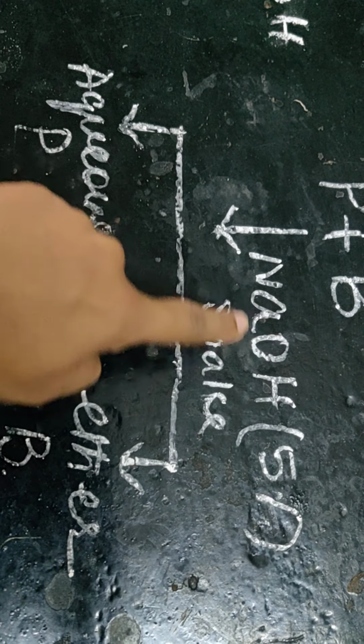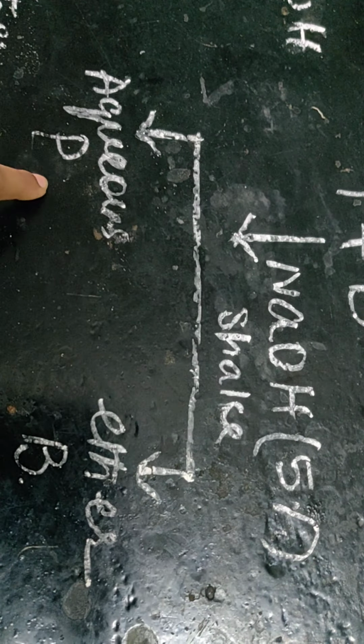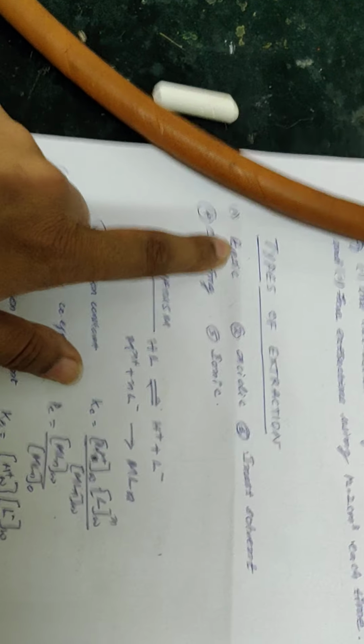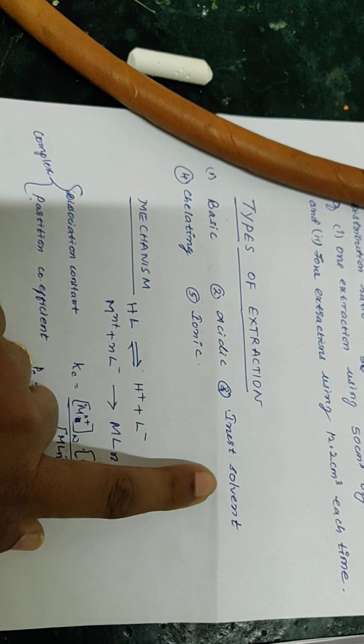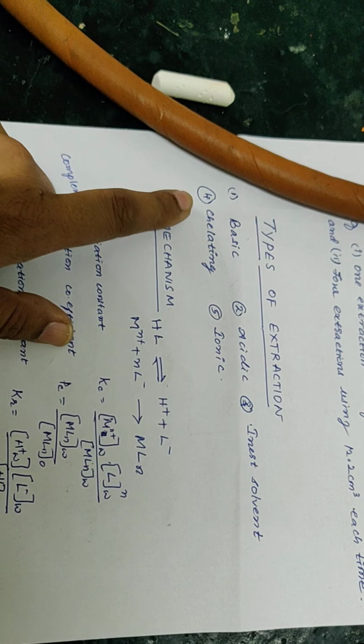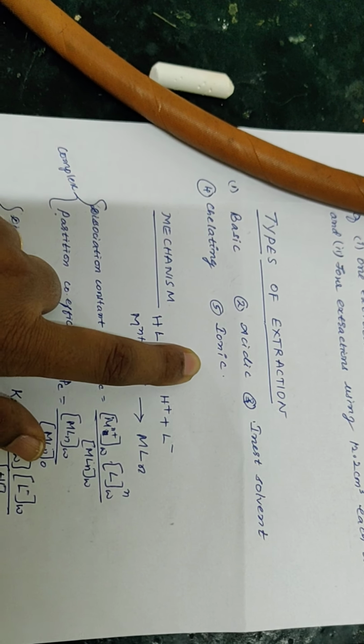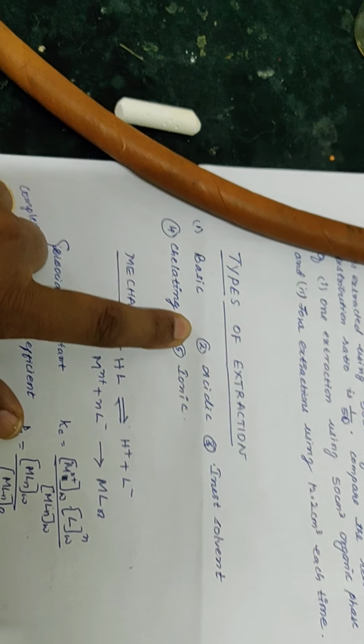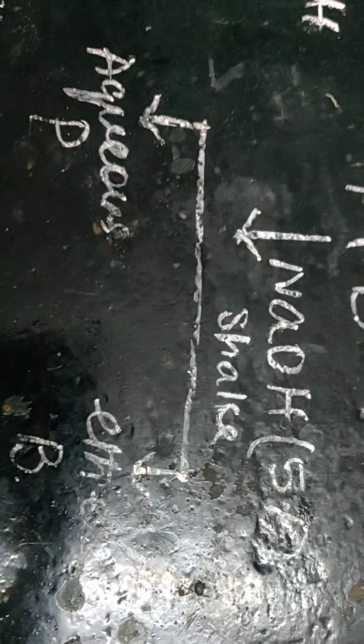See here, I have used NaOH and then done this. If you remember, we had discussed different types of extractions. We have basic extraction, acidic extraction, inert solvent, and chelating or ionic extraction. Here, for today, I am showing you basic extraction.